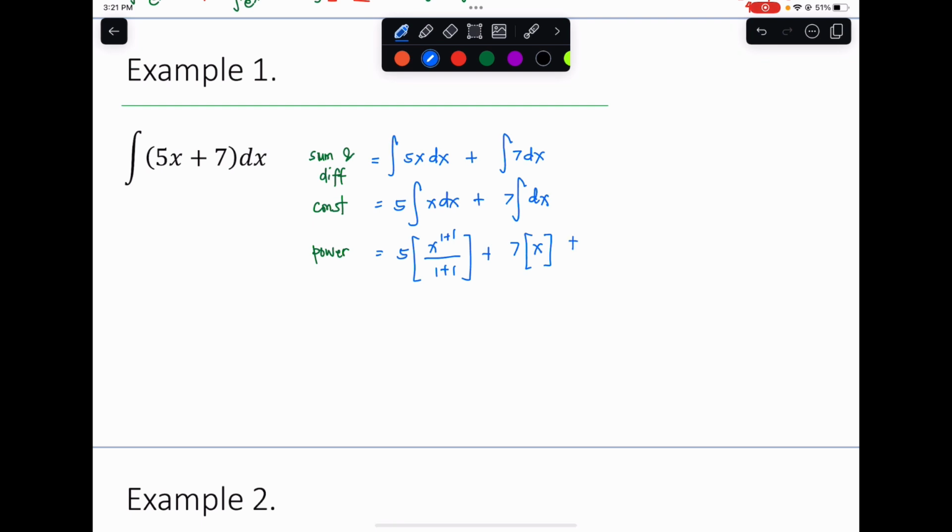And of course, we attach our arbitrary constant. Finally, we simplify: 1 plus 1 is 2, so that makes it 5 all over 2, times x raised to 2, plus 7x, plus c. So that will be our final answer: 5 all over 2, x squared, plus 7x, plus c.